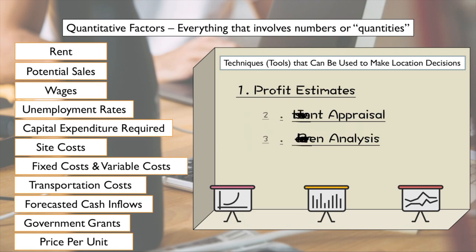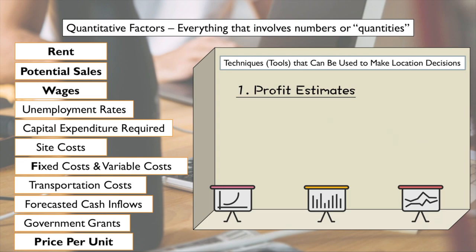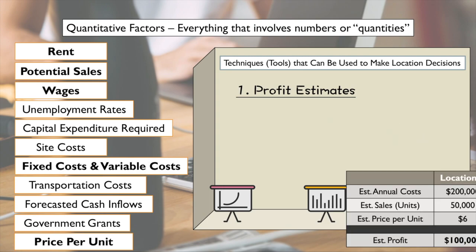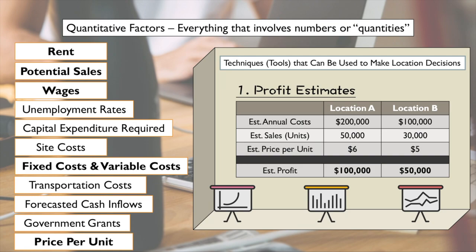Let's take a peek. Profit estimates, for example, they might go ahead and give you something like this. Very simple. Estimated annual costs, estimated sales, price per unit. Let's figure out the profit. And we can see here, based on these numbers, it looks like location A is better. We have a higher profit. So if we stop there, okay, location A will make more profit.